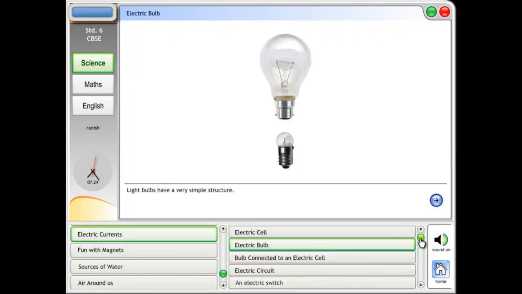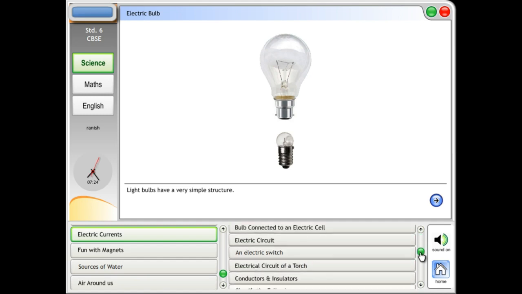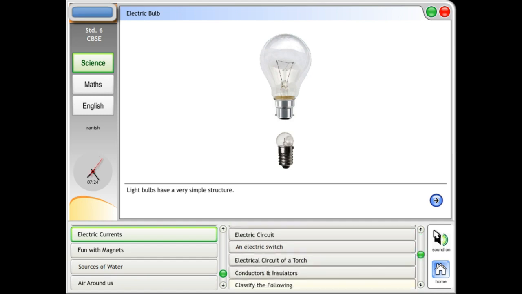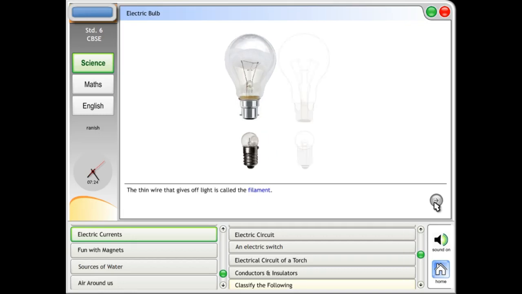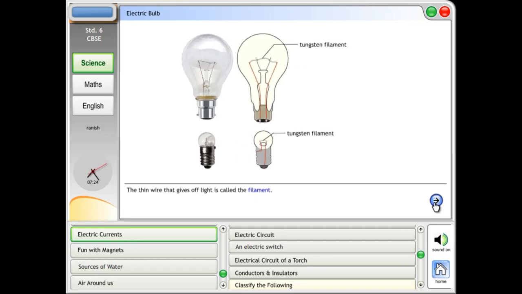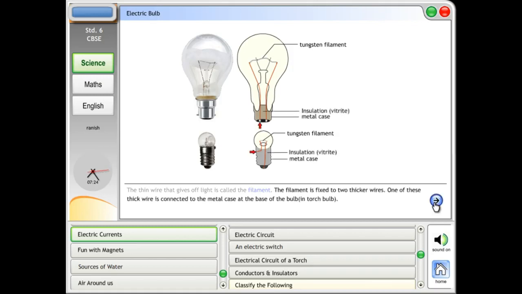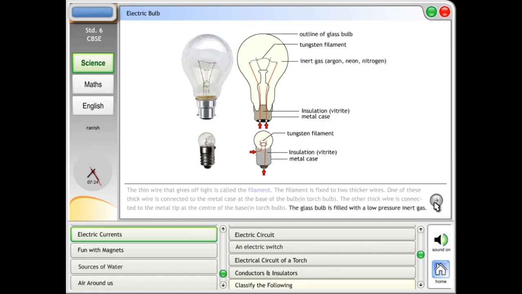Electric bulb. Light bulbs have a very simple structure. The thin wire that gives off light is called the filament. The filament is fixed to two thicker wires. One of these thick wires is connected to the side, the other thick wire is connected to the metal tip at the center of the base in a torch bulb. The glass bulb is filled with a low-pressure inert gas.